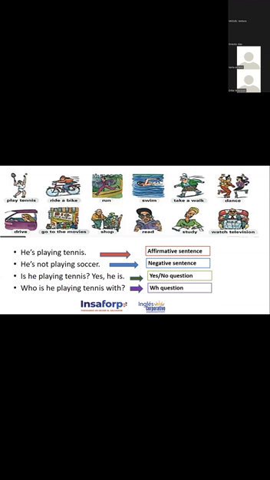Dance. Dancing. Drive. Driving. Go. We just add the ing, going. Shopping. With double P. Reading. We just add the ing. Reading. Studying.